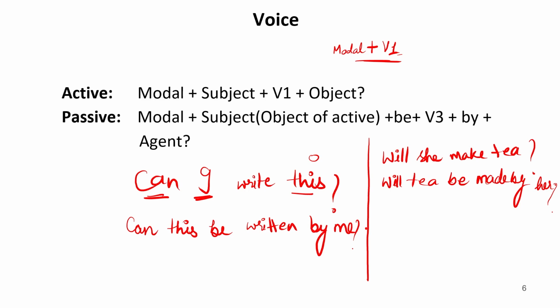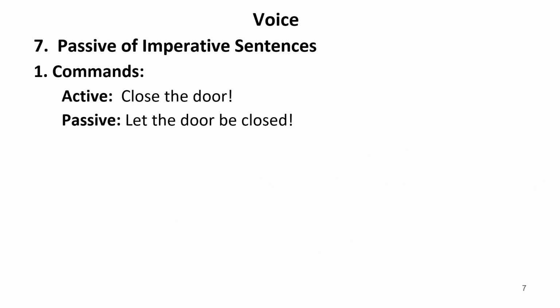Now we'll move to some other types of sentences, that is imperative sentences. Now, how to convert imperative sentence into passive voice? First, we should discuss what imperative sentences are. Imperative sentences are commands, requests, orders, instructions. Whenever one gives orders, commands, or whenever one requests, instructs, or suggests, those types of sentences are known as imperative sentences. First, we have commands. Commands means orders. For example, the command is close the door.